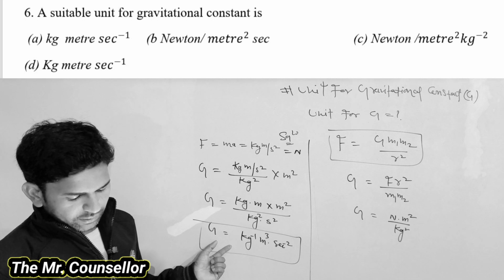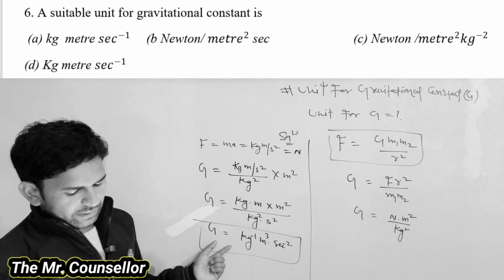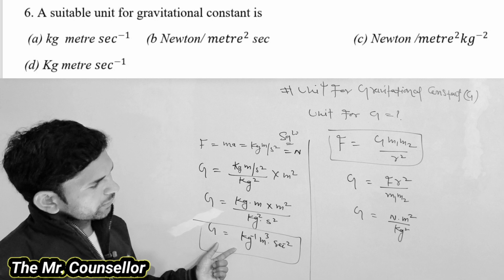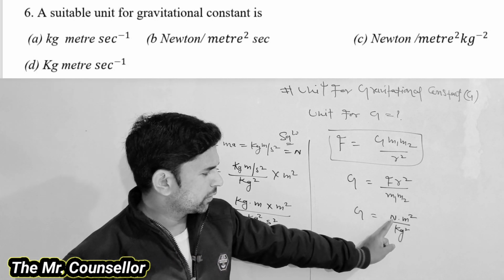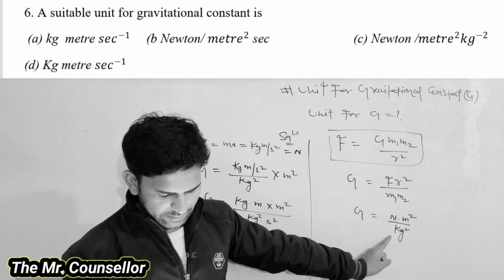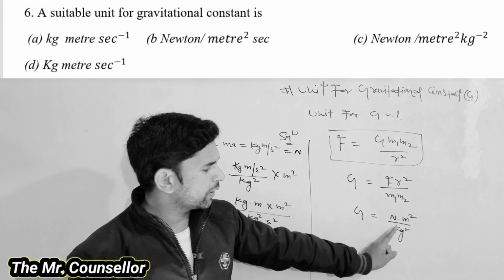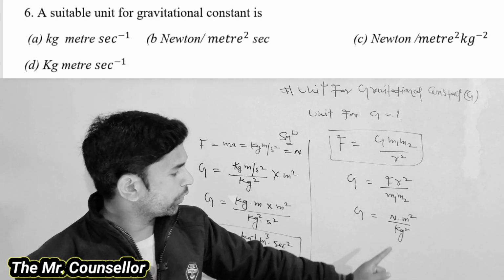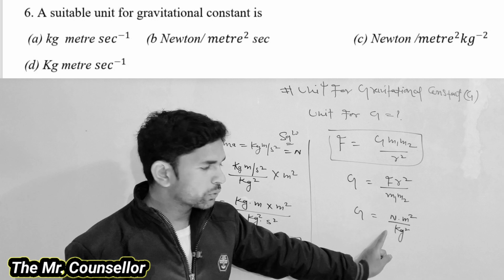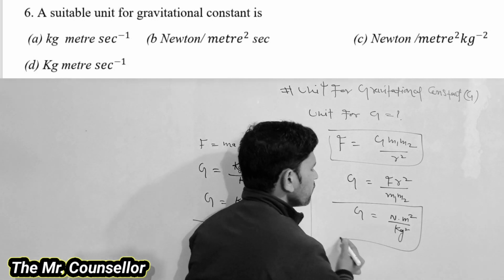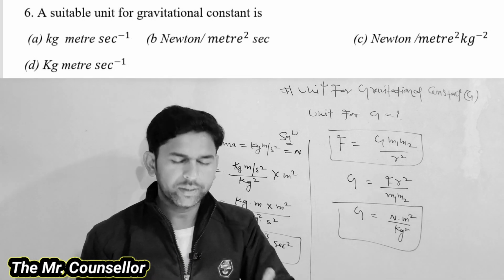So which option can you consider the right option? One option is given in the form of Newton: Newton meter square per kg square. Newton meter square per kg square. So according to this, option number C is given.